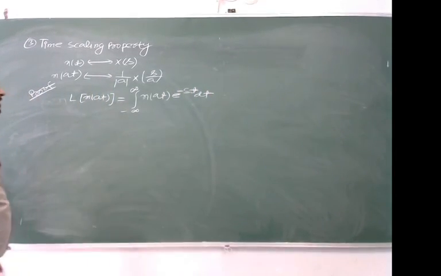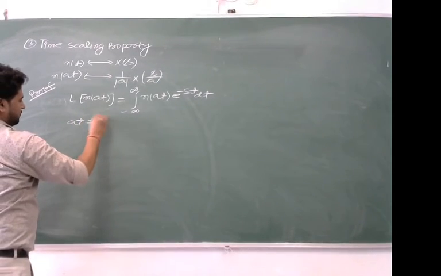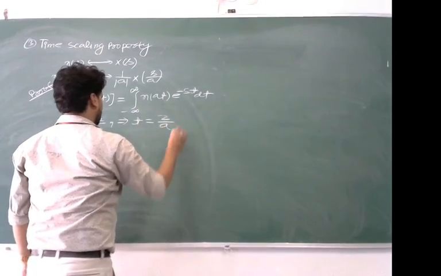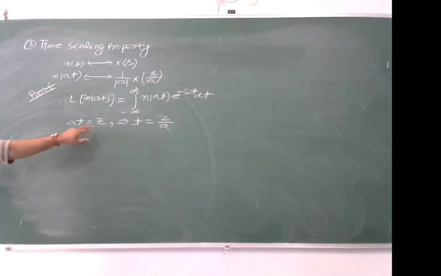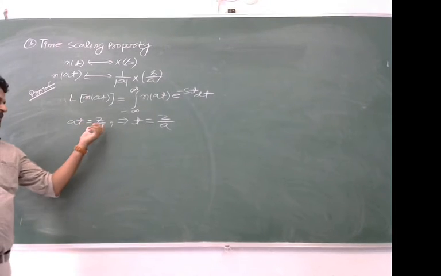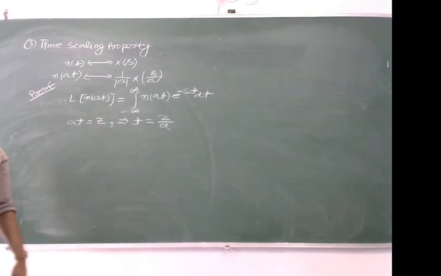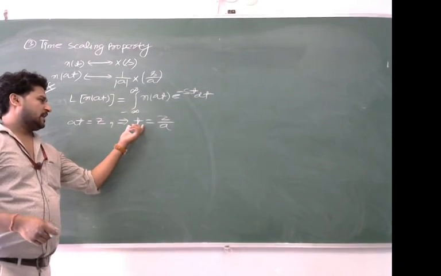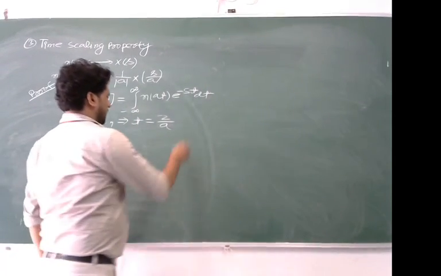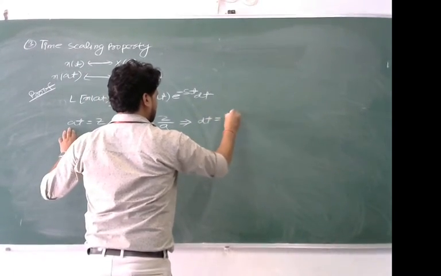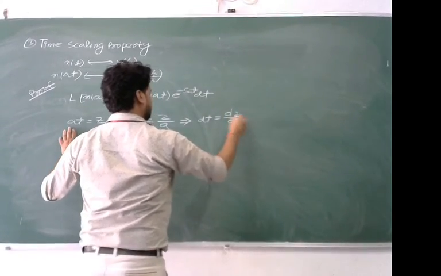Now consider at is equal to some other variable, suppose it is z again. It means that t will be equal to z by a, and the limit on z will remain as it was on t, because when t becomes minus infinite, z will also become minus infinite, and when t becomes plus infinite, z will also become plus infinite. So there is no change in the limit, but the variable t will become equal to z by a, and also dt will be equal to dz upon a.